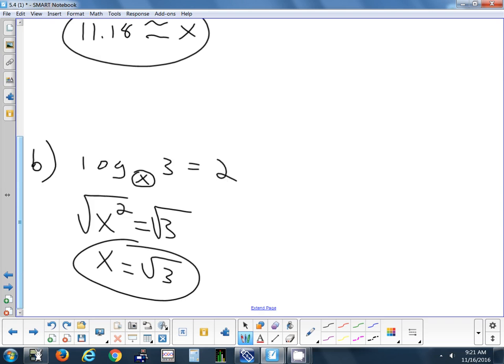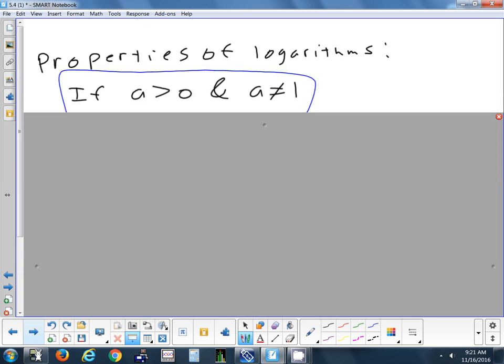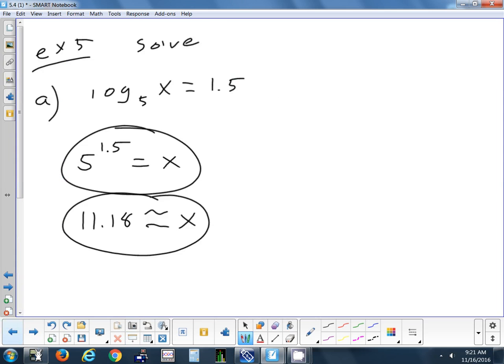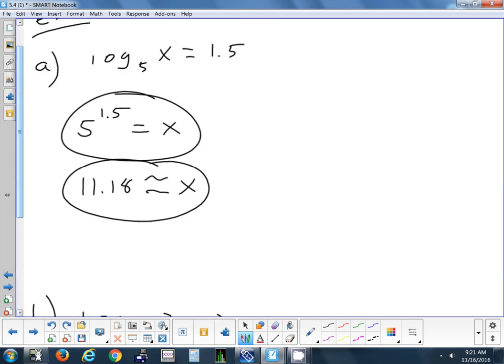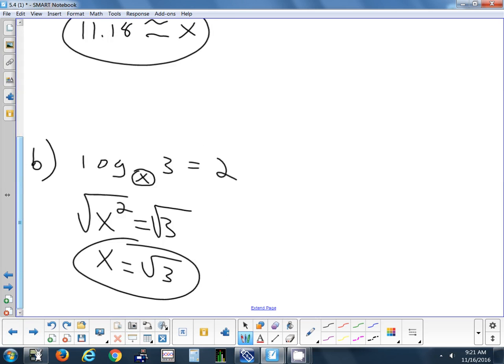Any question on that one? All right, so that was where the argument was a variable, and this one was where the base was the variable. So either type you can solve.